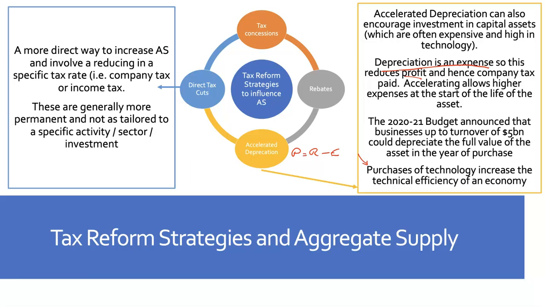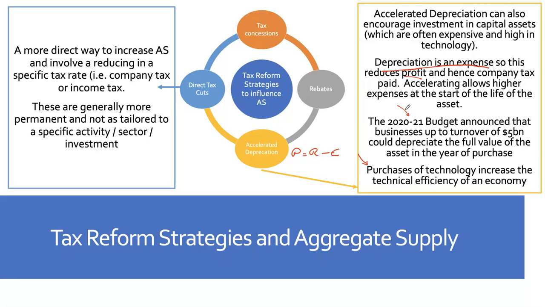So for example, in the 2021 budget, it was announced that businesses with turnover up to 5 billion could depreciate the full value of their asset in the year of the purchase. So in a sense, the full purchase price became an expense that reduced profit in that year. So a bit of a technical one.